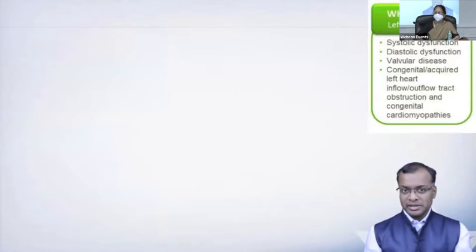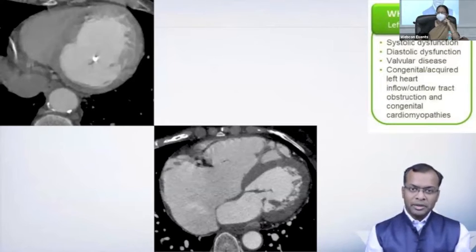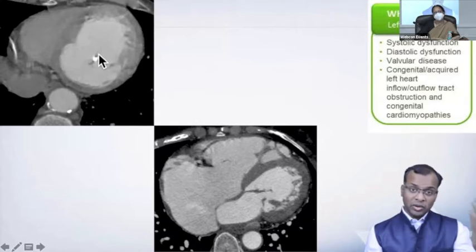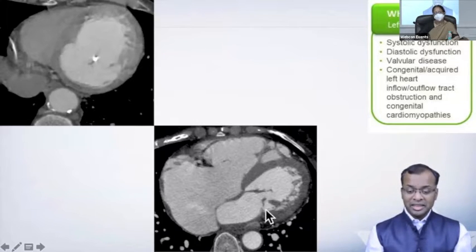Now if we see group 2 causes of PH, you're primarily looking at left ventricular or left heart pathologies. So LV dysfunction with mitral valve disease can cause that, and CT can show you that.